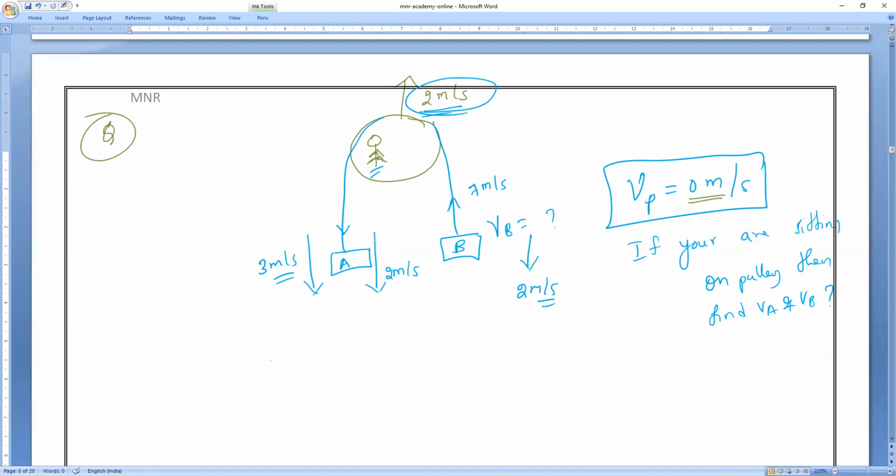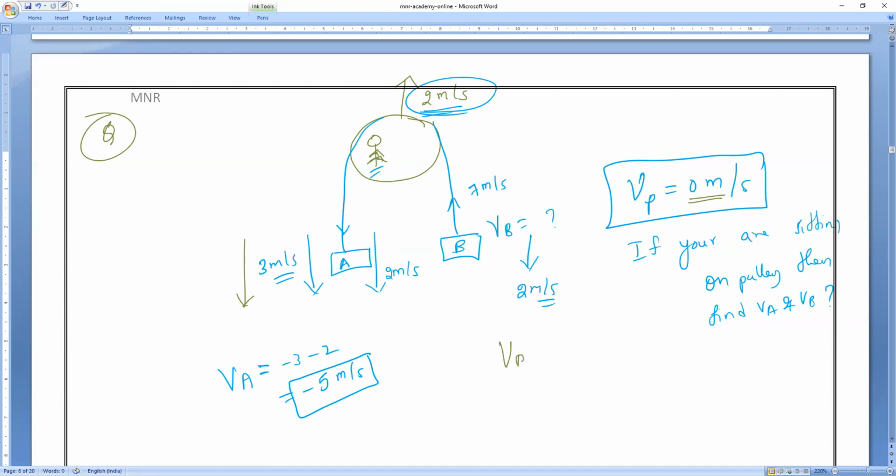So this is acting downwards, positive or negative? The velocity of A is equal to minus 3 minus 2, which is equal to what? Minus 5 meters per second. What is that minus indicating? The body is moving in the downward direction.